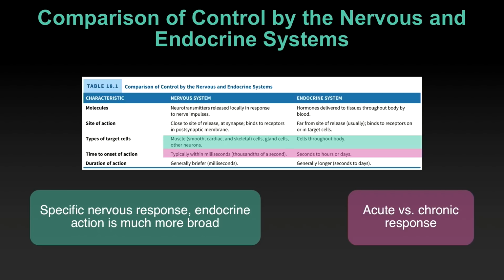Now, often these are integrated. Often the nervous system will activate a gland to secrete hormones, while at the same time activating a target tissue, so that there is a two-pronged approach to emphatically make a change. But we'll get into that.